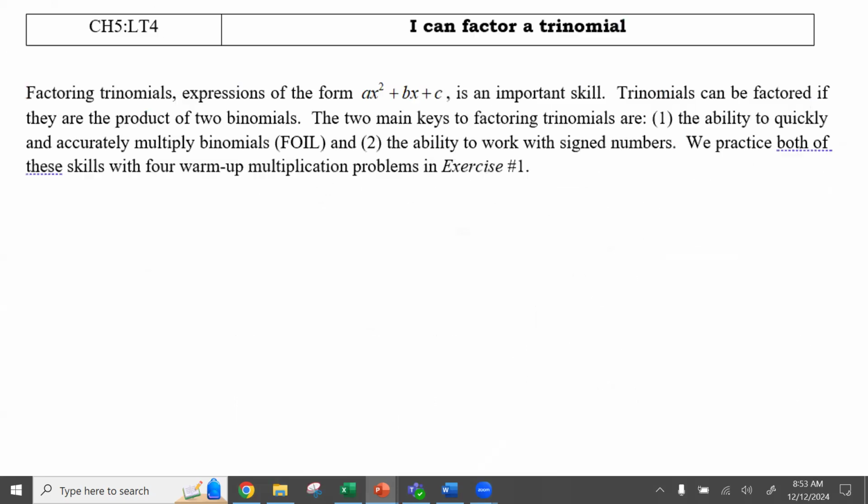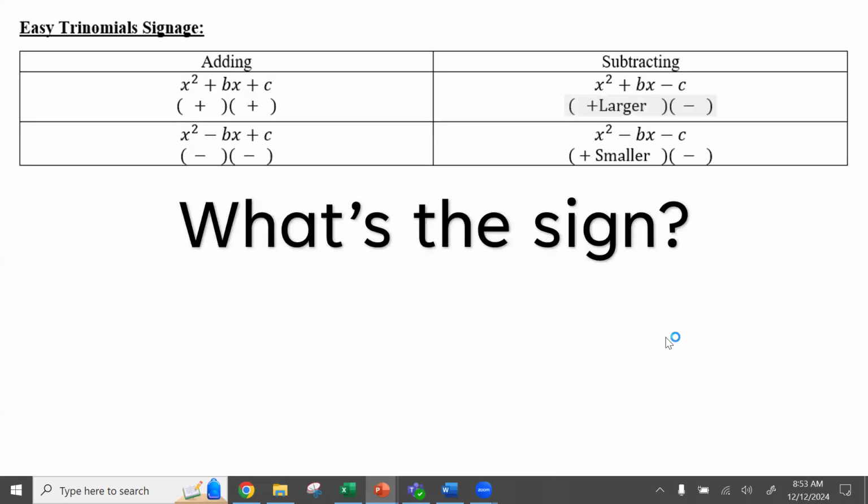Okay. All right, quickly go to the packet where it says the factoring of the trinomials, okay? We are only going to do the top part of this page, the easy trinomials, guys, the easy trinomials, okay? Basically, it's all about sign when it comes to factoring a trinomial, okay? What's the sign is the biggest part of it.